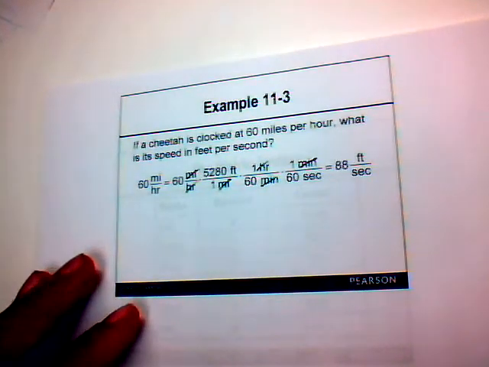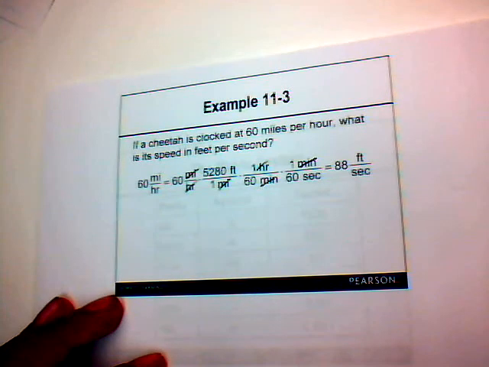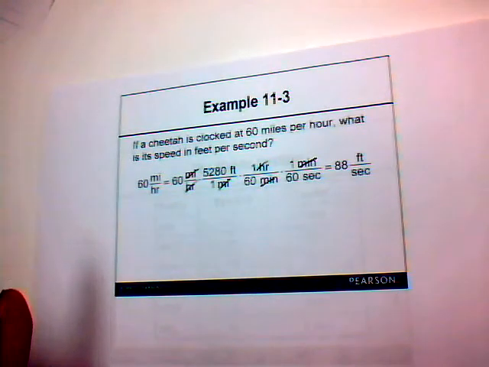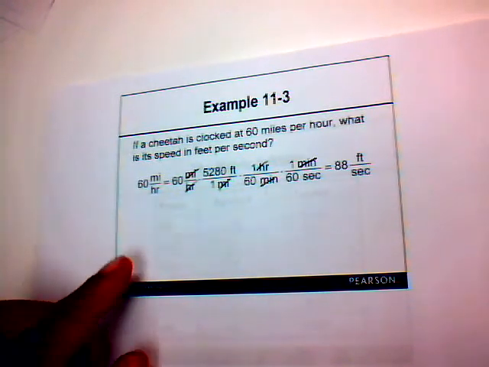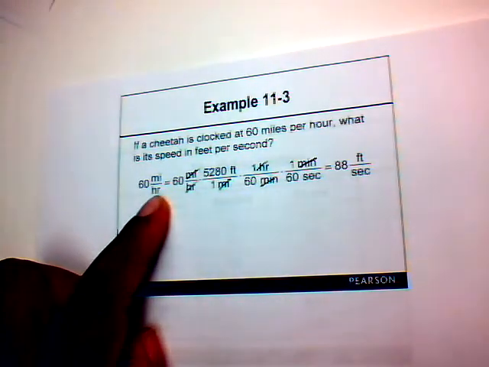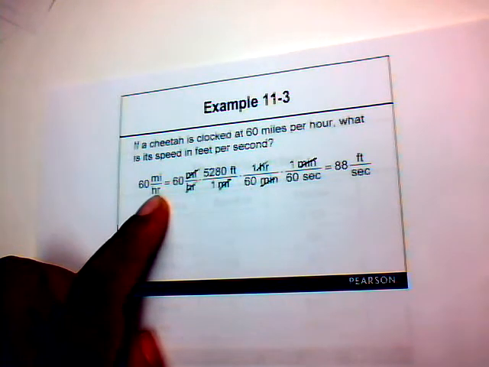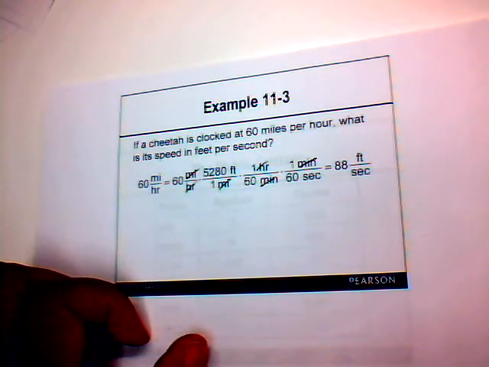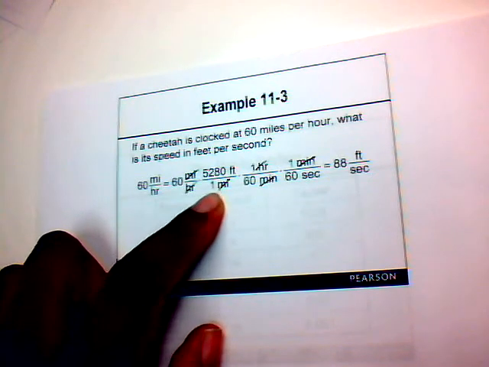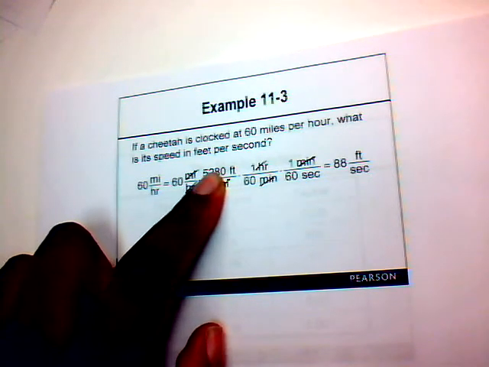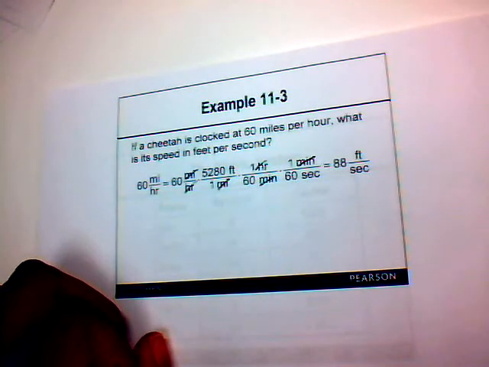All right, an example: if a cheetah is clocked at 60 miles per hour, what is its speed in feet per second? In this case, 60 miles per hour. We want to convert that to feet per second. Let's convert that to feet first. Well, a mile is 5,280 feet, so we have this dimensional analysis here. 1 mile will be in the denominator, 5,280 feet will be in the numerator.